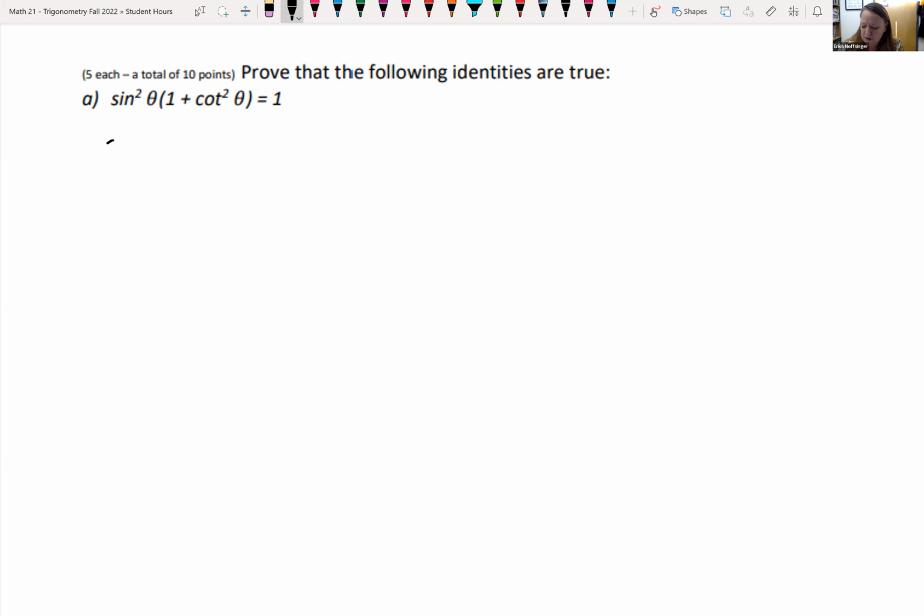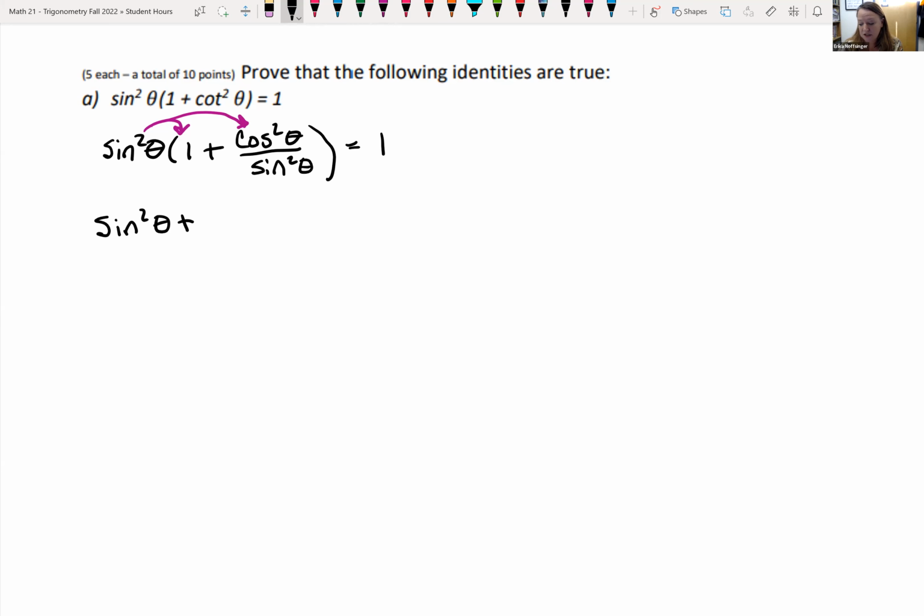If we did that, we would have sine squared theta, all times 1 plus cotangent squared theta. Cotangent squared can be rewritten as cosine squared theta all over sine squared theta, and this is equal to 1. Distributing our sine squared theta, I noticed that the fraction is going to go away. Sine squared theta times 1 is sine squared theta, plus sine squared theta times cosine squared theta over sine squared theta. The same sine squared thetas cancel, leaving you with cosine squared theta.